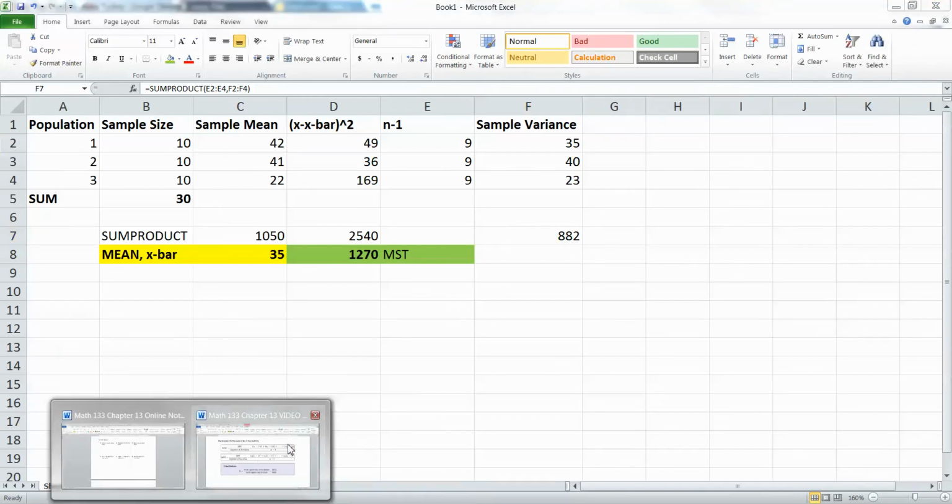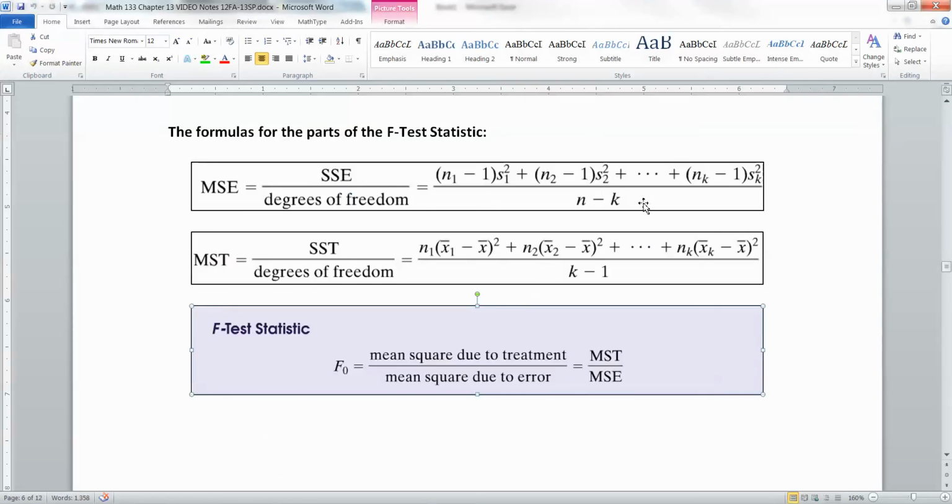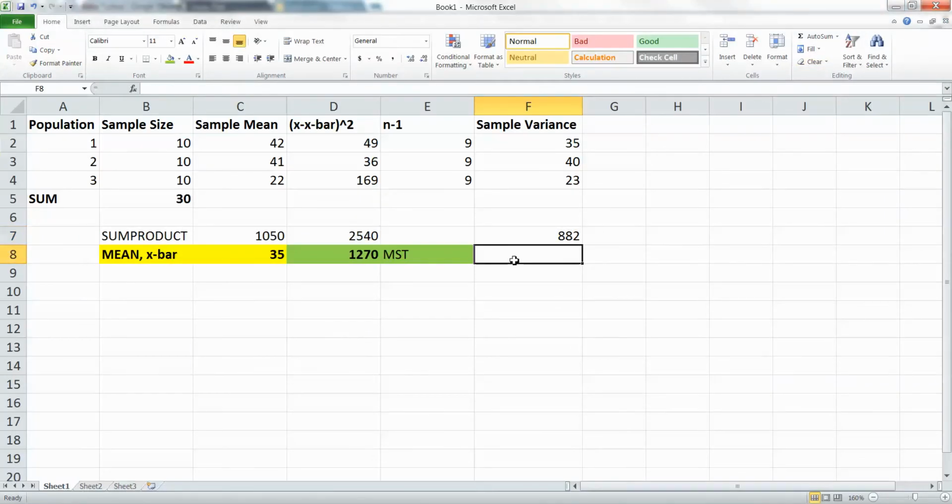And then we need to divide it by n take away k. So we're going to divide it by our grand total. So equals this guy divided by parentheses n, which is 30, take away k, which was 3. And there we go, right? There's our MSE. I better label it. MSE. That's the mean square due to error. All right, let's give it blue.